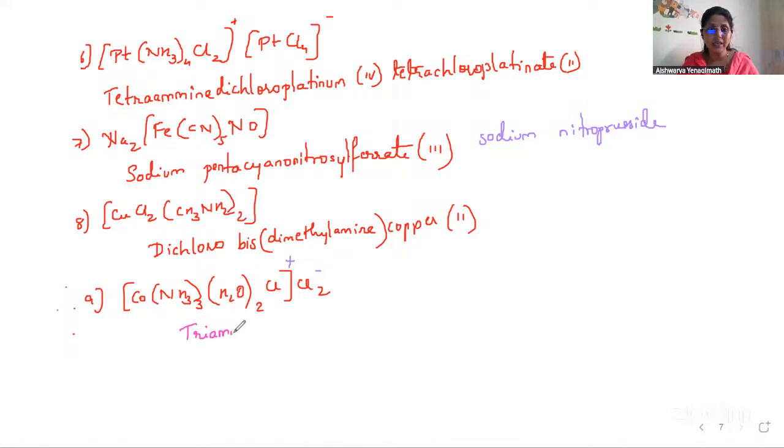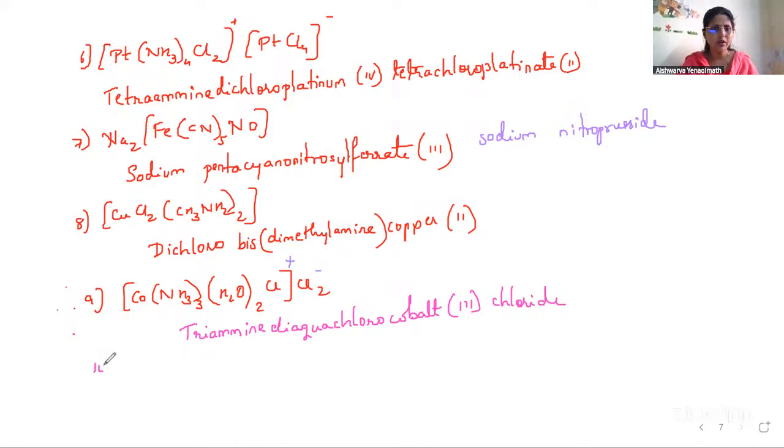So triammine, then aqua, then you have chloro, cobalt, oxidation state 3. Then last is what? Last is my chloride. Last is my chloride. Correct? So this is also a good example.